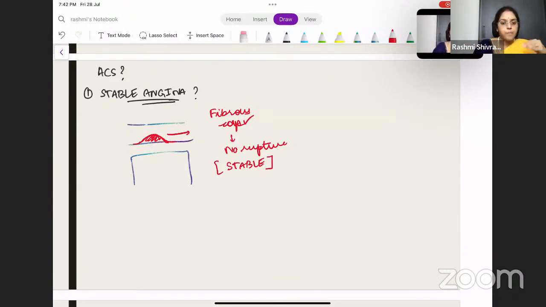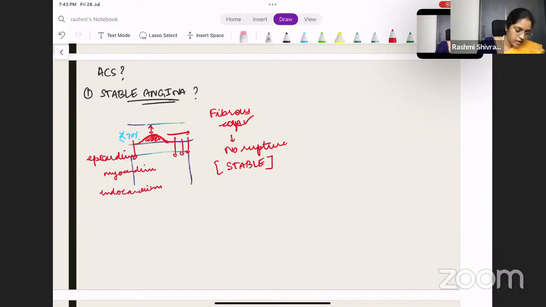Okay. So the fibrous cap and the plaque, what does it do? It occludes the lumen. So it actually reduces the lumen size. So if it is less than or equal to 70%, what happens? You have stable angina. When the blood supply is occluded to less than 70%, you have stable angina. So the blood flow to the myocardium is reduced. This is the epicardium, and next, this is the myocardium, and this is the endocardium. These are the layers of the heart. Epicardium, myocardium, and the endocardium.